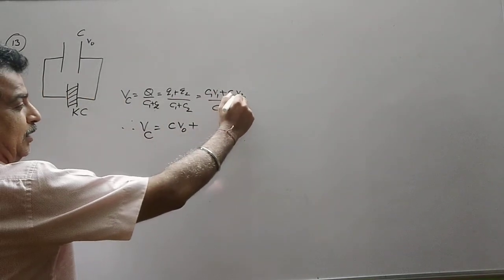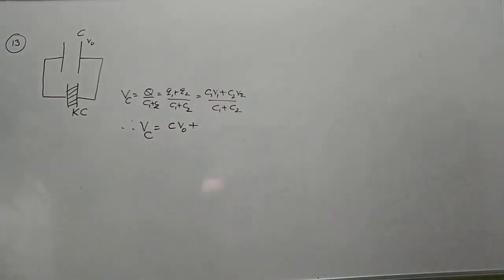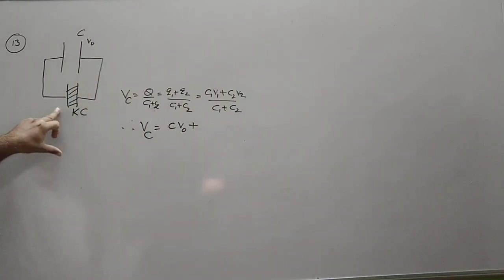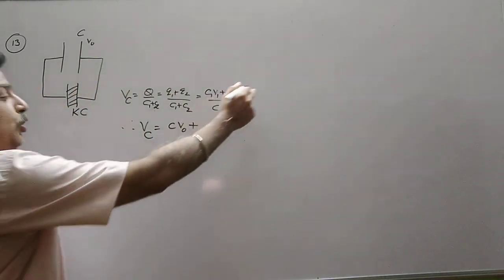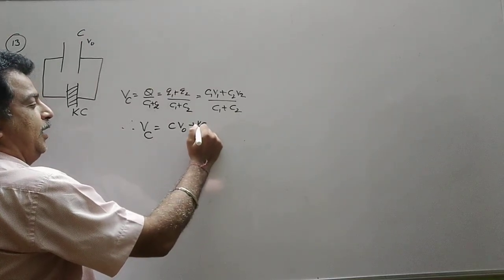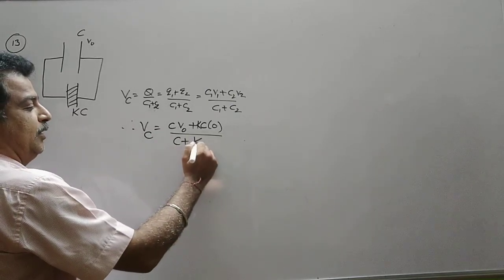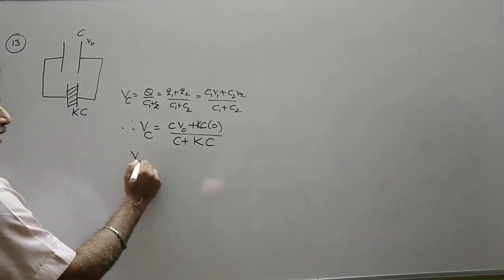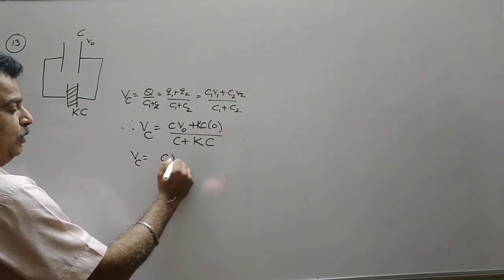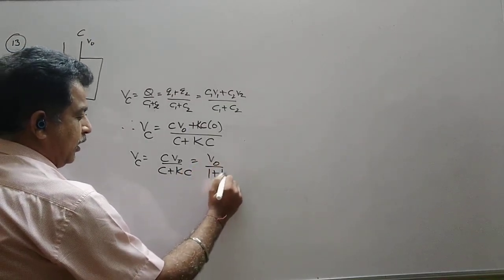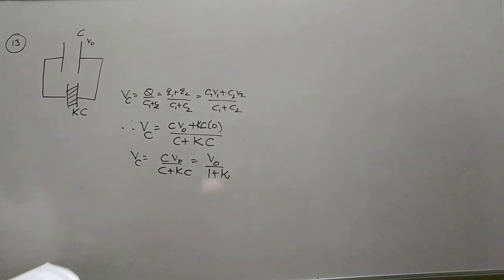While studying the theory, we have studied that this V2 is the battery by which C2 is connected, but here the C2 was uncharged, it was not connected with the battery, so its potential is 0. So it becomes K C into 0 divided by the total capacitance, that is C plus K times C. So Vc is equal to, this term is 0 upon C plus KC, C is common, so it becomes V naught upon 1 plus K.